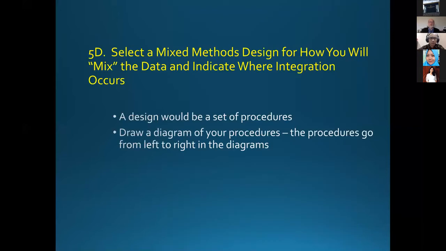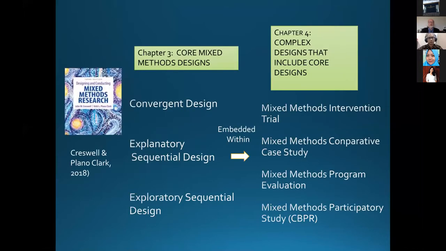This next step is really most important. Develop a design for your study, a set of procedures, and draw a diagram of the design. There are many, many designs in mixed methods research over the years. What we've done in our book, the Creswell and Plano-Clark book, is we talk about 3 core designs. And then sometimes people use these core designs within frameworks or larger processes that we call complex design. I'm going to give you some drawings to illustrate these designs quickly here. First, these core designs.